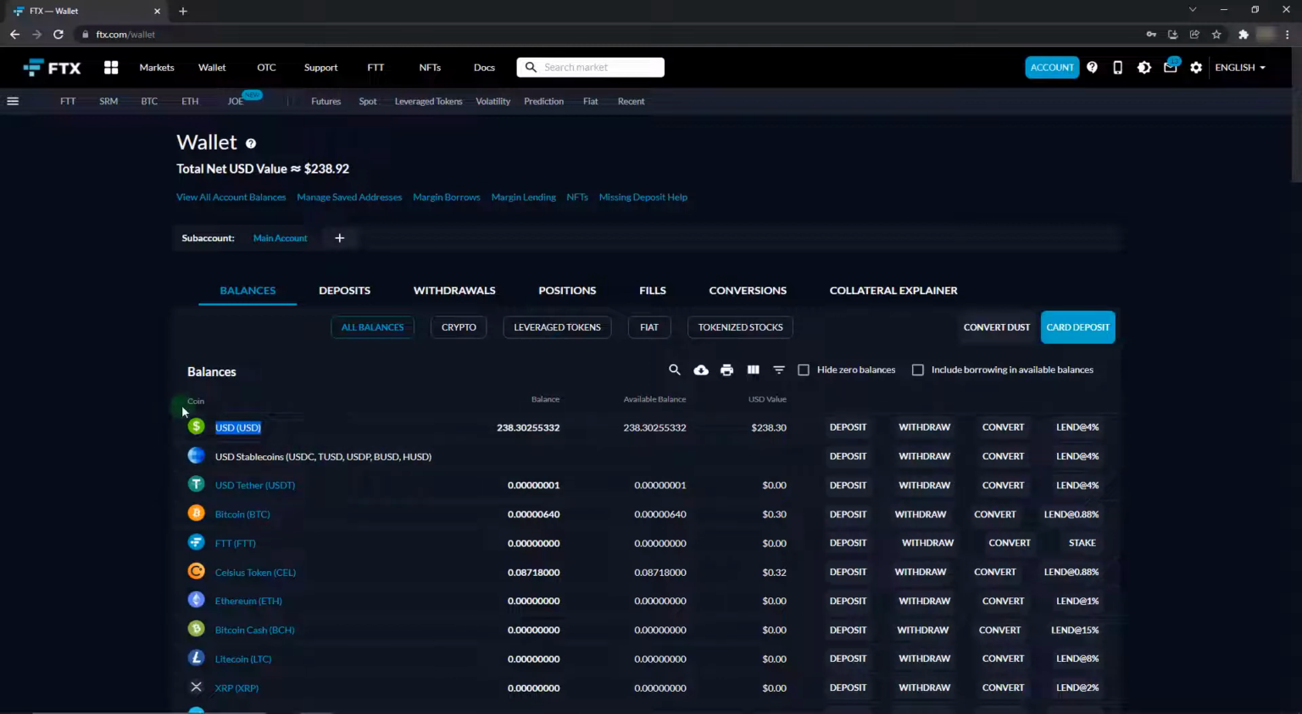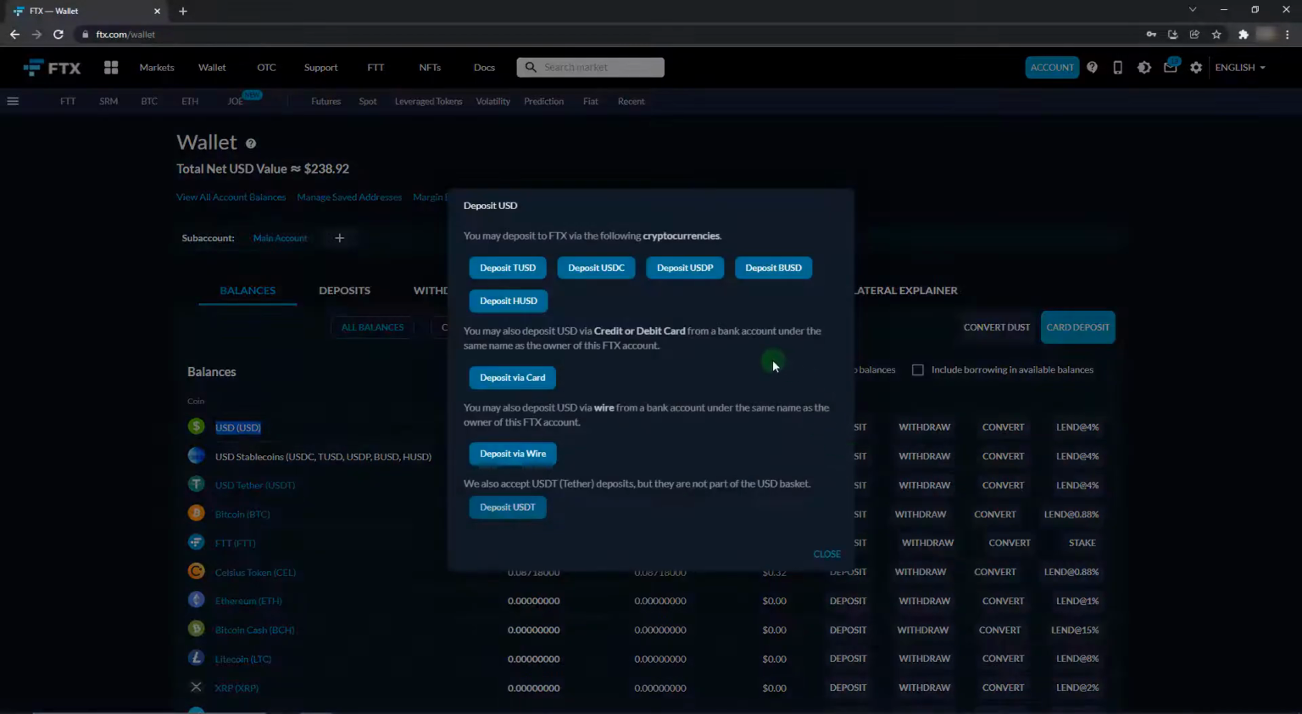So before you get started, you might want to fund your account, and to transfer some funds, all you have to do is just click on this deposit button. And in this case, let's say if I were to deposit some USD coins, all I have to do is just click over here, deposit, and it'll basically show you how you can fund this your special USD basket.